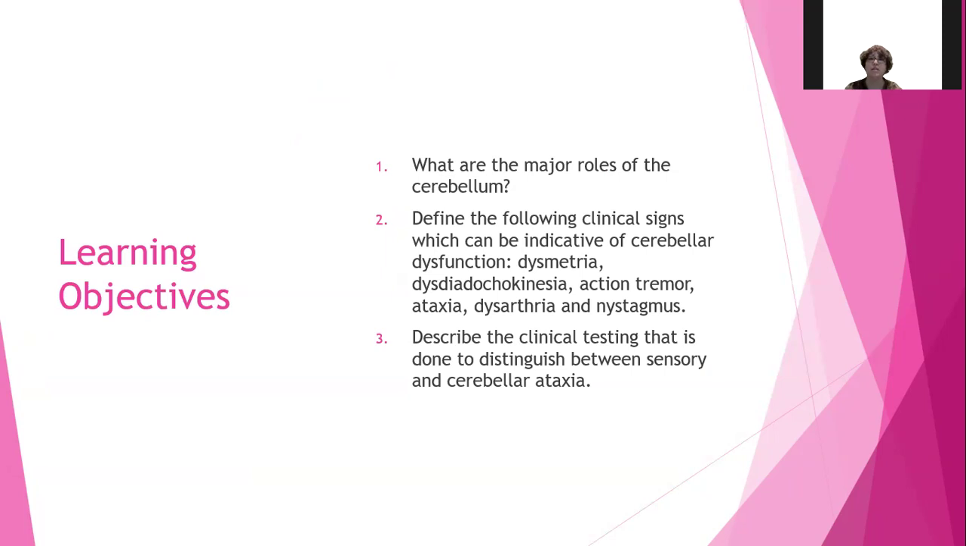And we're going to talk about clinical testing that's done to distinguish between sensory and cerebellar ataxia. So, ataxia is incoordination, and it can be caused by a peripheral issue, a sensory issue, or it can be caused by cerebellar dysfunction. And how do we tell the difference? There's an easy test that we can use.